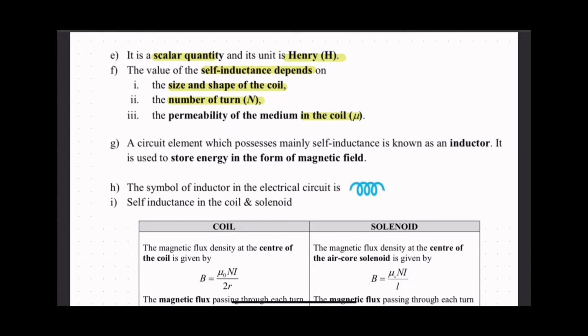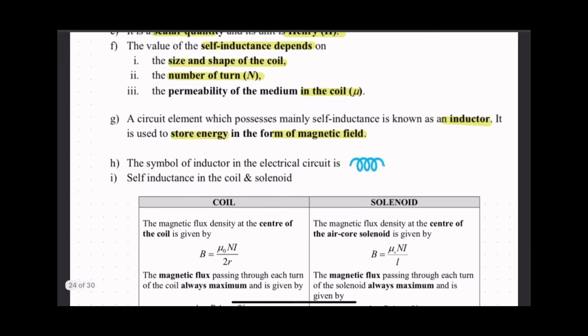Okay, the circuit element which possesses mainly self-inductance is known as an inductor. So the element we use for self-inductance is the inductor. It is used to store energy in the form of a magnetic field. If it is an inductor, it stores energy in a magnetic field. If it is a capacitor, it stores energy in an electric field.